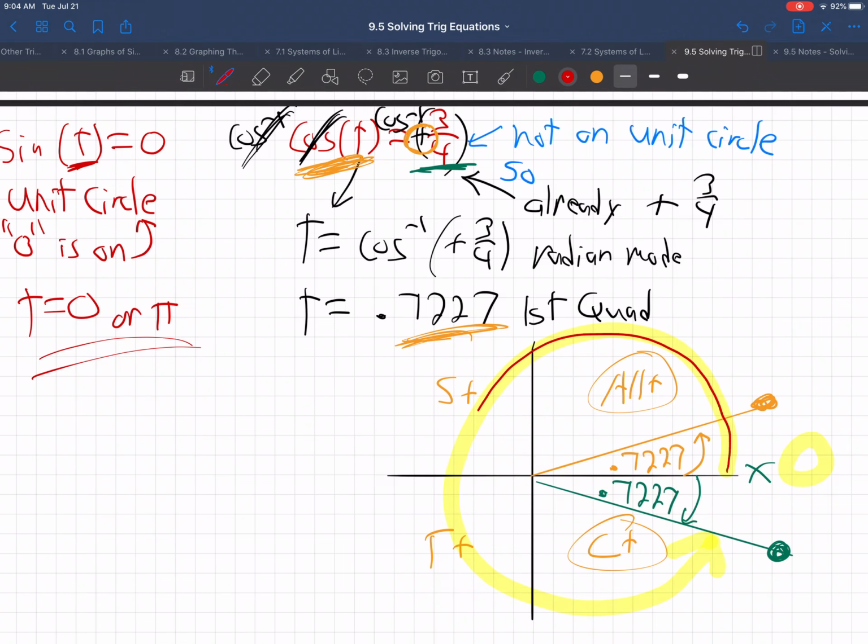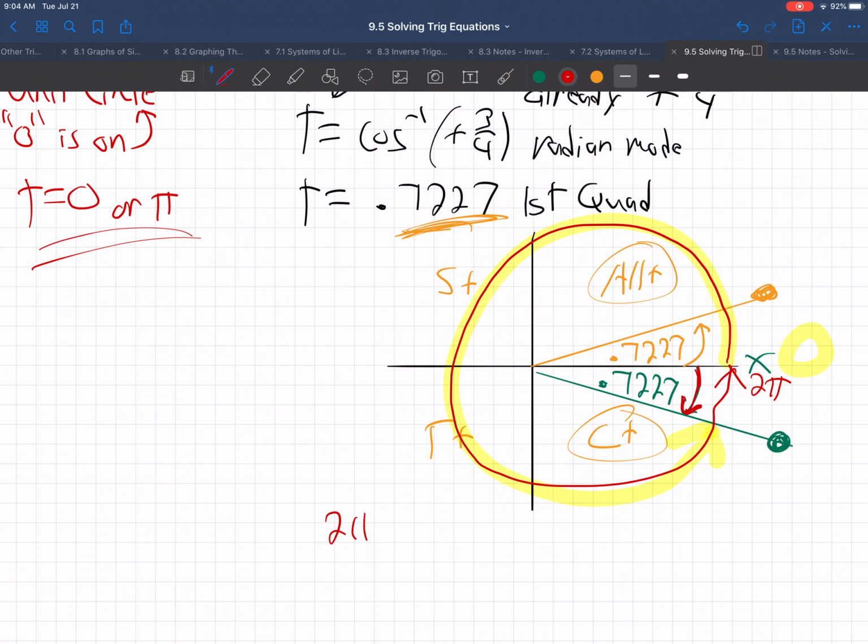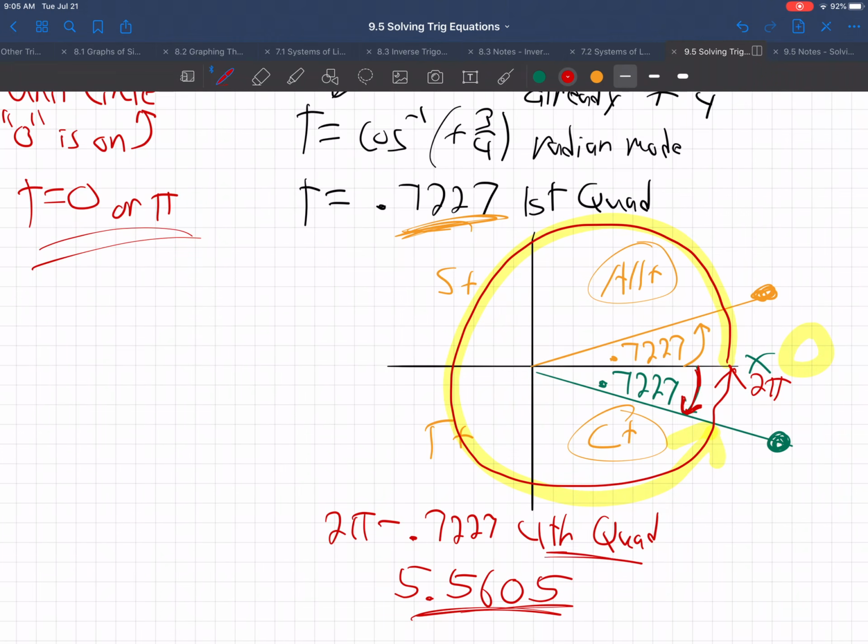Well, if you go all the way to there, that's 2 pi. And then you've got to back up, that'd be too far, then you've got to back up 0.7227. So 2 pi back up 0.7227. That'll give you your fourth quadrant answer. Take out your calculator. Use your pi button. 2 times pi minus 0.7227. I'm getting 5.5605. There we go. There's the fourth quadrant answer.